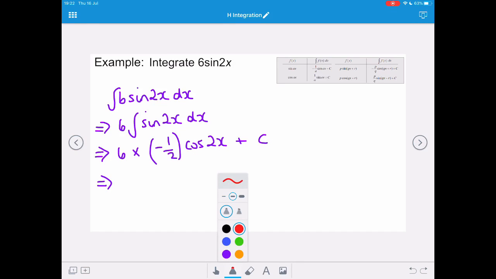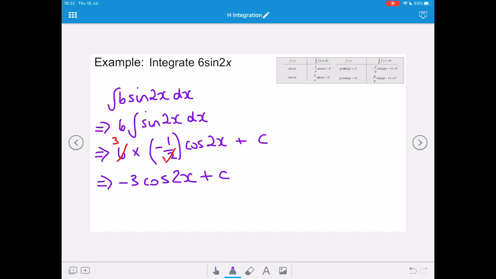So next we need to simplify that fraction. We know that 6 multiplied by negative 1/2 is going to simplify to negative 3. So the indefinite integral of 6 sine 2x is negative 3 cos 2x plus c.